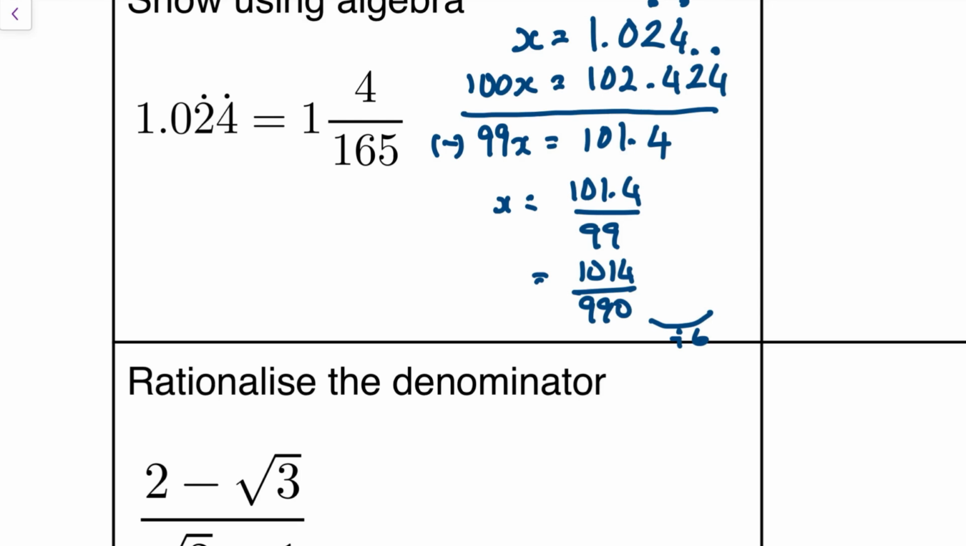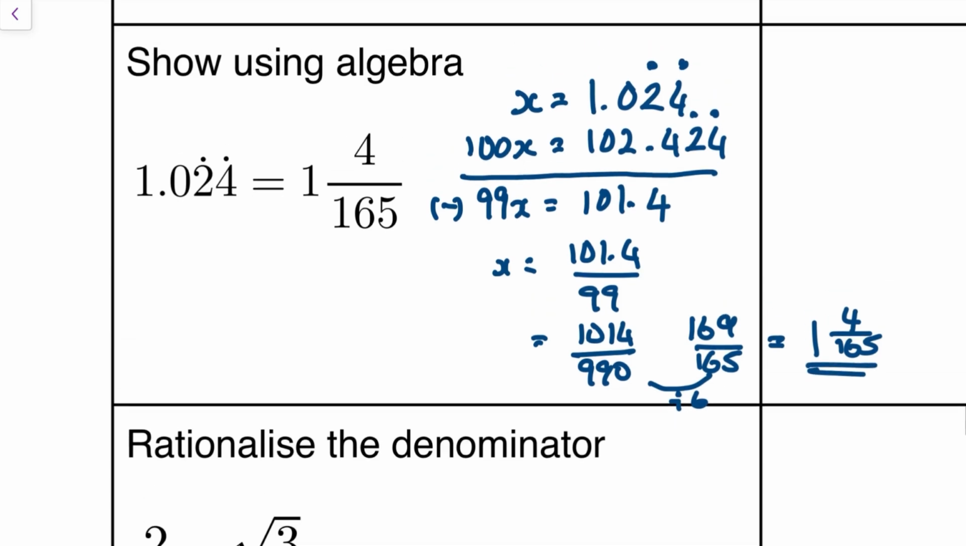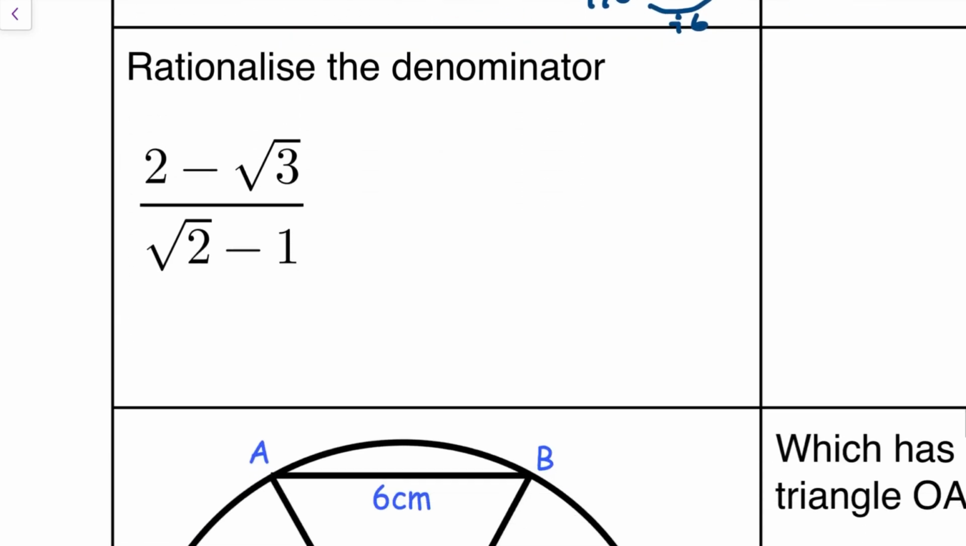So that's going to give me 169 over 165. And I can simplify that down to 1 and 4 165ths. I've shown the steps along the way. Now, again, to be clear, show using algebra means the question wants you to show the working. Either way, question done. Next question.